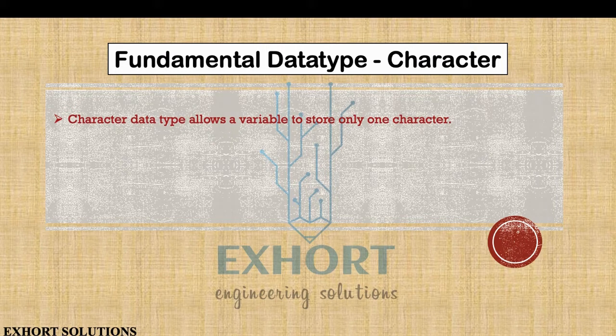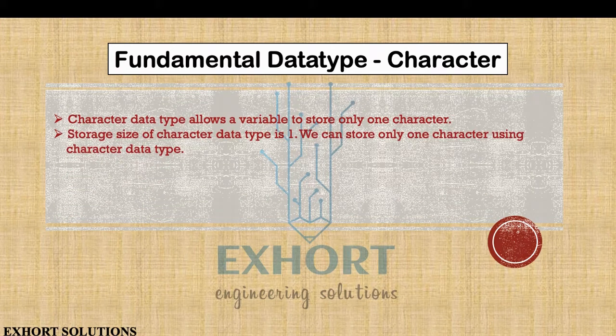We will see that after we have seen the if statement, else statement, and for loop. After that we will see how we can print our own name. Next, the storage size of the character data type is 1. Yes, this we all know, that the storage size of the character data type is 1. We can store only one character using the character data type.